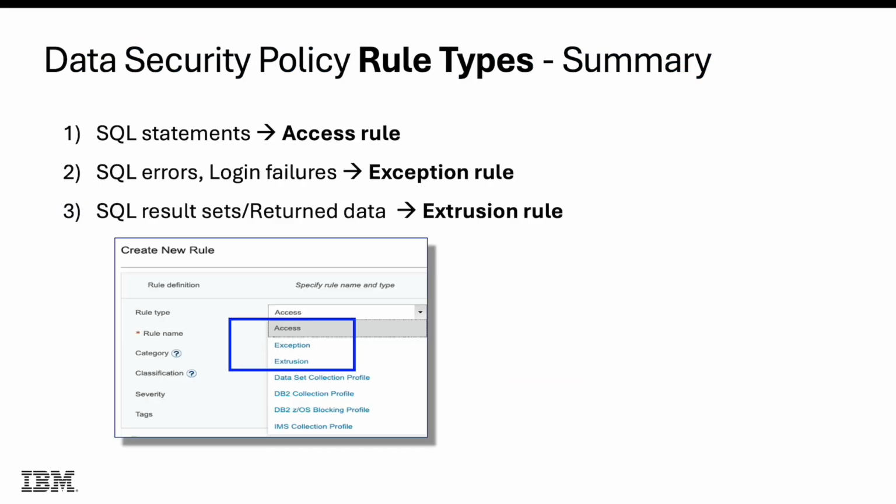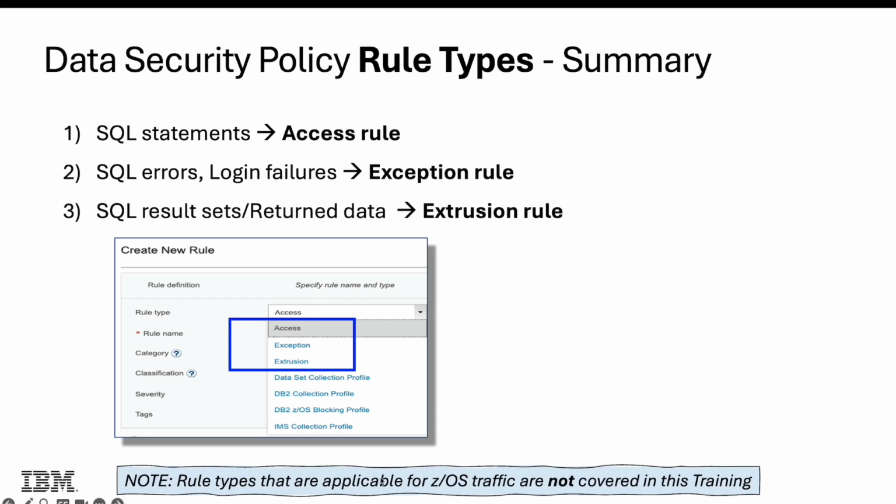Let's do a quick recap of what we just covered. There are 3 DSP rule types: access rule, exception rule, and extrusion rule. In this screenshot, you can see these 3 rule types in the dropdown, the blue rectangle. Note that you may see 4 other rules in the dropdown. These are for mainframe traffic, so we won't cover them today.